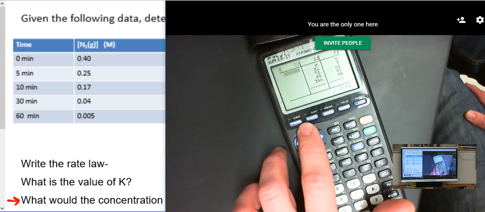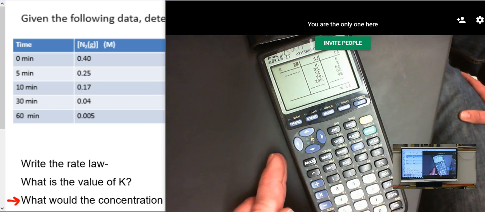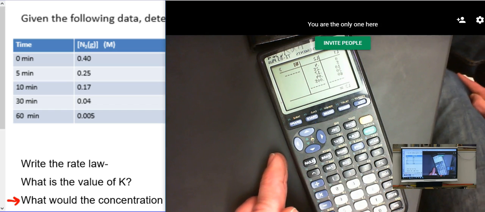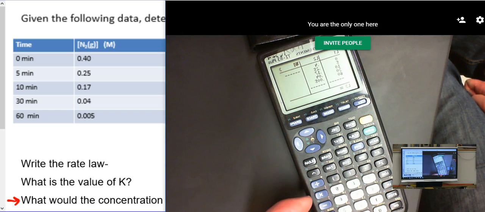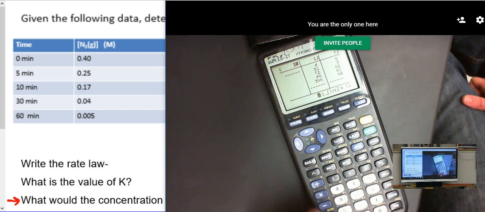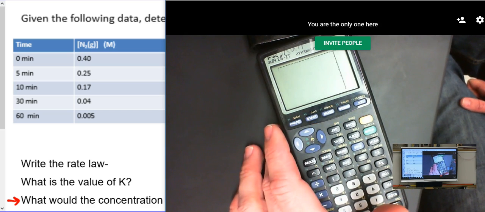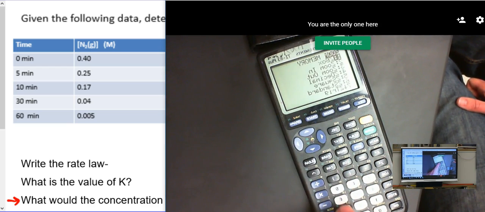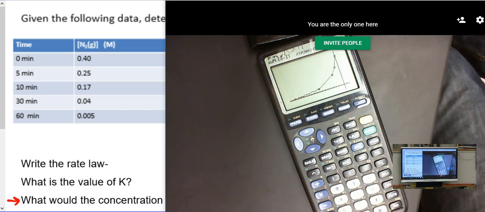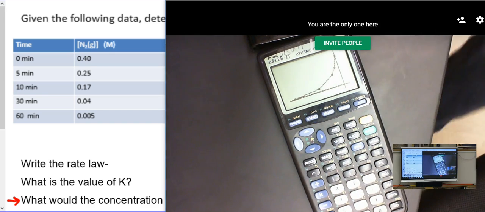Okay, now I have my data in. I'm going to set L3 equal to the LN. Ooh, I think this one's one of those that's a little bit messed up, but we'll see. So I'm going to set it equal to the LN of list 2, and I'm going to hit enter, and then I'm going to graph that, and I'm going to hit my zoom 9, and then that's curved, so that's wrong.